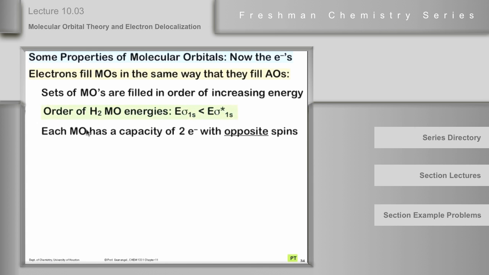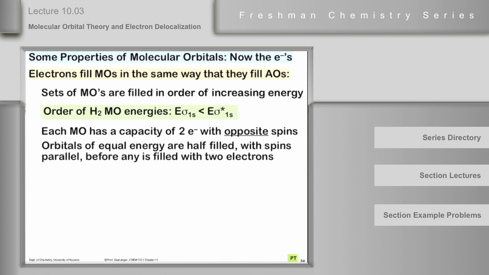Now each molecular orbital has a capacity of 2 electrons. In other words, it can have 0 electrons, 1 electron, or 2 electrons. If it's 2 electrons, the Pauli exclusion principle says the molecule won't be stable unless those two have opposite spins. But that's all known to us. So orbitals of equal energy, like 2 orbitals of the same energy or 3 orbitals of the same energy, will be half filled with the spins parallel because of Hund's rules. So that's all known to us.